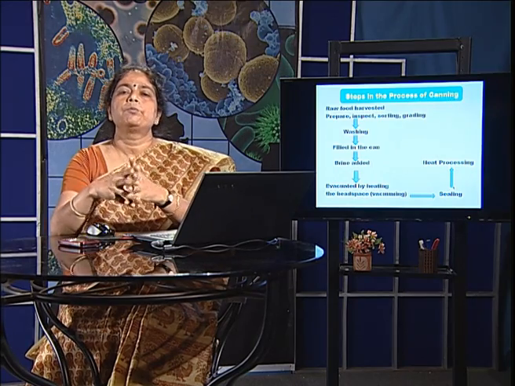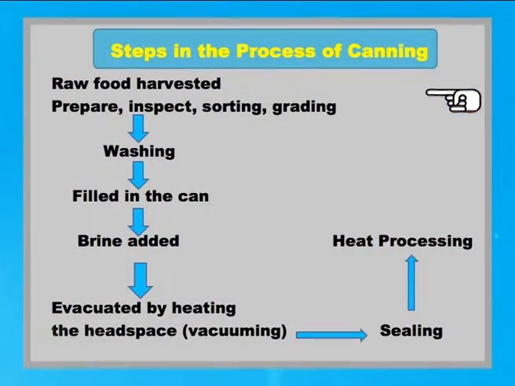If I consider the process of canning, we find that after the raw material is being harvested, inspected and sorted out, it goes in for the washing. And after washing, we fill the cans. After filling the cans, the brine solution is added, which is nothing but sodium chloride. After addition of the brine, we evacuate the space that is left behind by means of vacuuming. And after vacuuming, we seal the container and this is subjected to a high temperature, which is called the heat processing method. So this is the process of canning by which the food along with the container is sterilized.